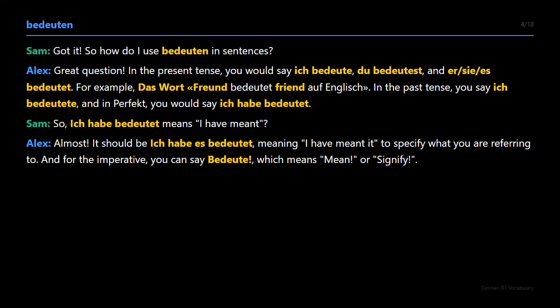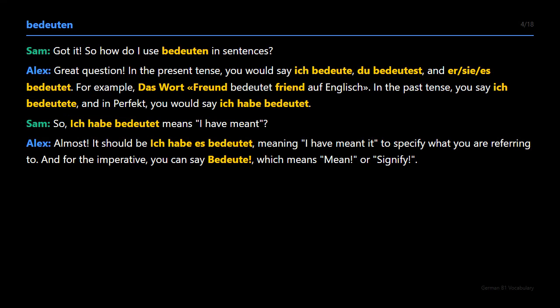Almost. It should be, ich habe es bedeutet, meaning I have meant it, to specify what you are referring to. And for the imperative, you can say, bedeute, which means mean or signify.